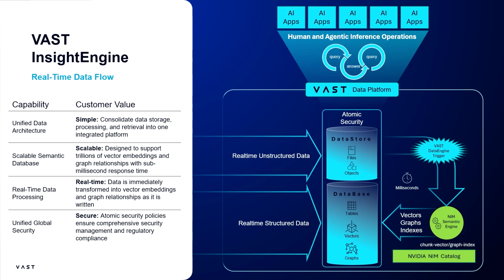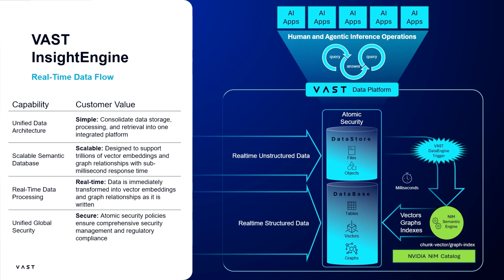So this is the concept of the Vast Insight Engine. You'll have application interfaces into it at the top, but underneath, you've got this data store and this database. The database can store these vectors or graphs or other structures. The idea there is that you have atomic security. If you shouldn't be exposing certain data to certain users, they won't get exposed to it. It's built in with security tokens. It also gives you the ability to search that whole data set very rapidly using the embeddings within the graph database. And as I said, we've got the triggers as well, which can kick off processes using the NVIDIA NIM services. So overall, I think it's a very powerful architecture.